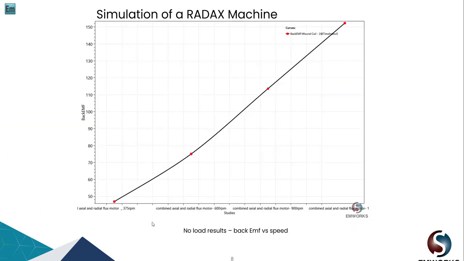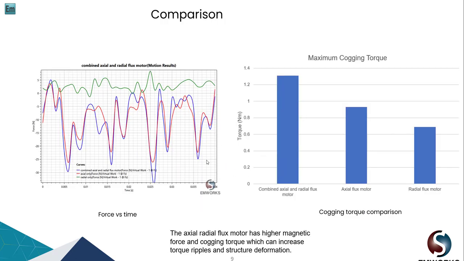Okay, we did some other study where we studied the back EMF for this RADAX machine for a different rotor speed. Okay, 375, 600 RPM, 900, 1200, and as you can expect, you have a higher back EMF at a higher speed. Okay, let's compare something else. Now we compare the back EMF, and we clearly see the RADAX, this new machine, new configuration, is really superior.